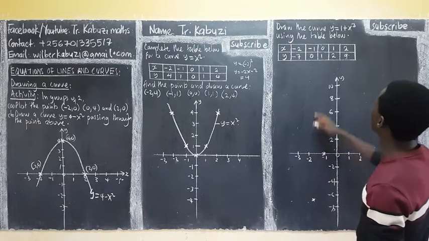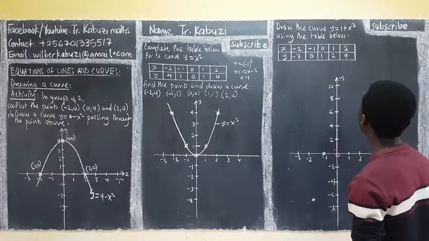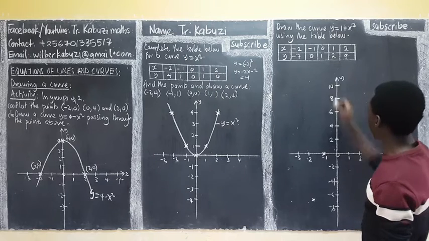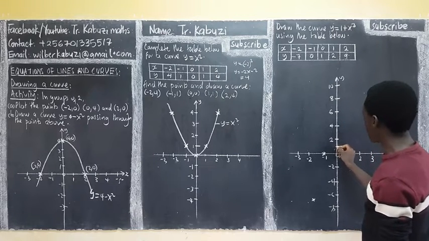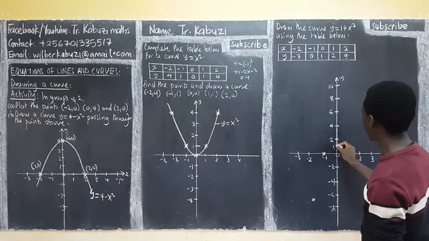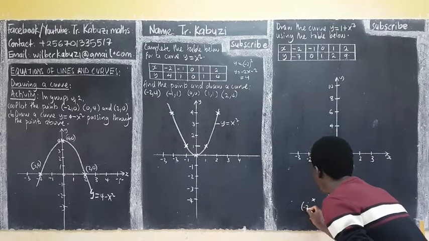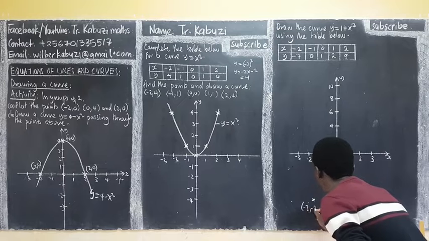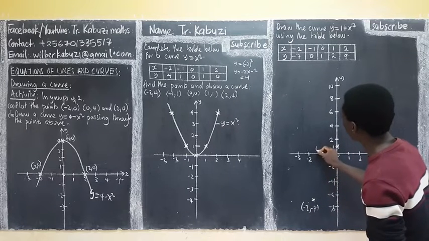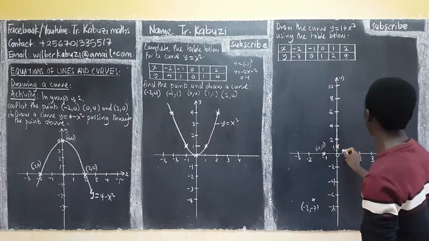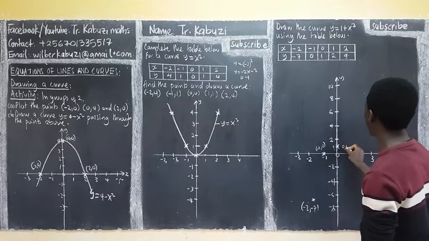Then I come to 1, 0. So our 1 is here, and our 0, 1 is going to be here. So this is negative 2, comma, negative 7. This is negative 1, 0. This is 0, comma, 1.